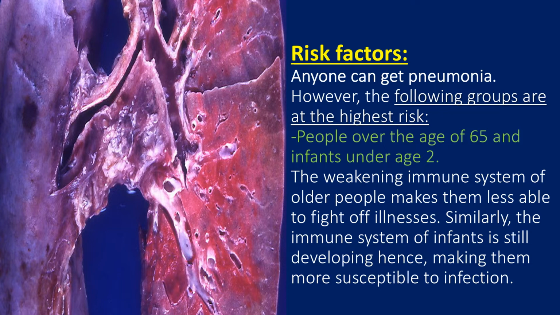Risk factors. Anyone can get pneumonia. However, the following groups are at the highest risk. People over the age of 65 and infants under age 2. The weakening immune system of older people makes them less able to fight off illnesses. Similarly, the immune system of infants is still developing, hence making them more susceptible to infection.